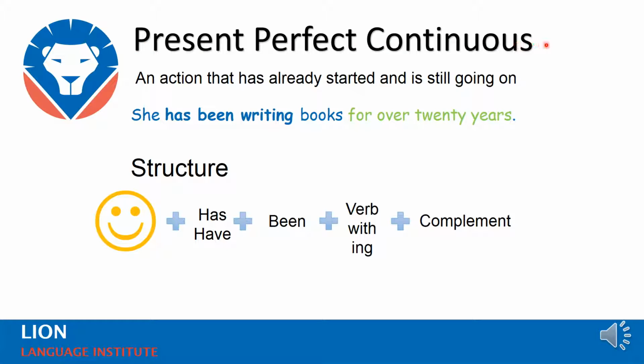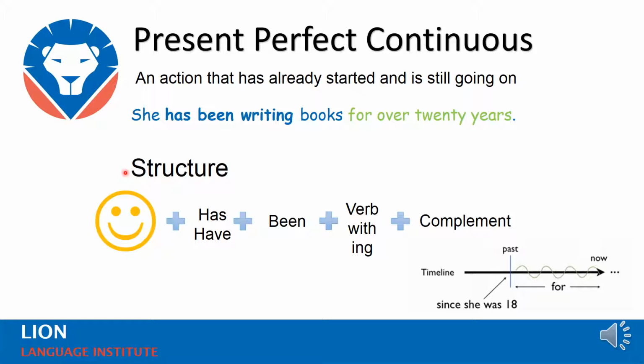Present perfect continuous. We use present perfect continuous to talk about an action that has already started and is still going on. Here's an example. She has been writing books for over 20 years. In this timeline, we can see here the action. In the past, she has been writing books, and all the time, for over 20 years, she was doing that action. And also we can add, since she was 18, she has been writing books for over 20 years.